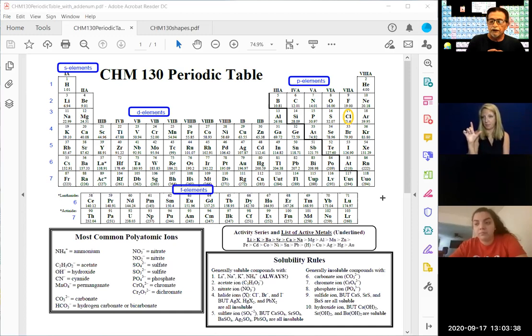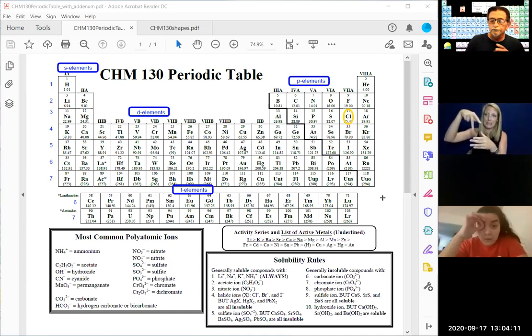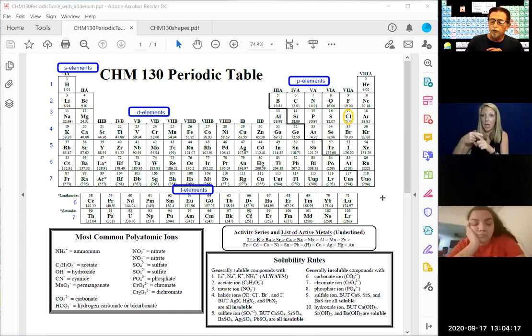Okay. So the first thing I identify is what period it's in. Because remember, the periods, which are the horizontal rows, represent the energy levels where these electrons exist. Okay. And so I can see that it's in the third period. Second thing is I also identify that it is part of the P block, the P elements. Okay. It's in group 7. Okay. So that gives me a hint as far as the P orbitals.